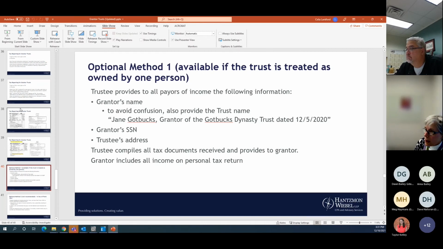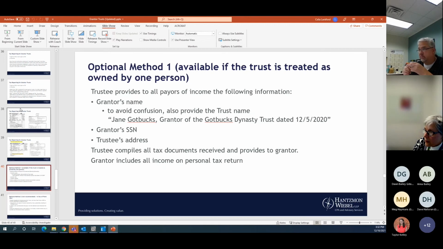In this case, the trustee has the duty to provide the payers of income the grantor's name. To avoid confusion, go ahead and make sure they know you're giving them the grantor's social security number, because they are the grantor of that trust. So you give your broker the grantor's name, social security number, and then the trustee's address. The trustee is supposed to compile this information and give it in a compiled form to the grantor so that they can include it on their tax return.